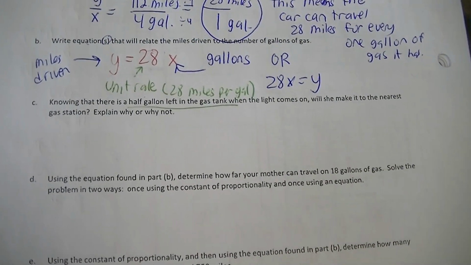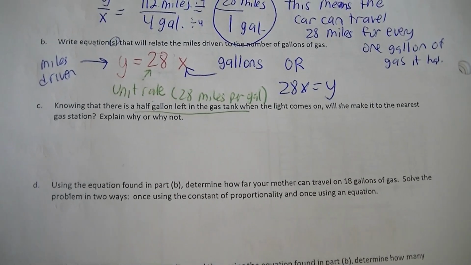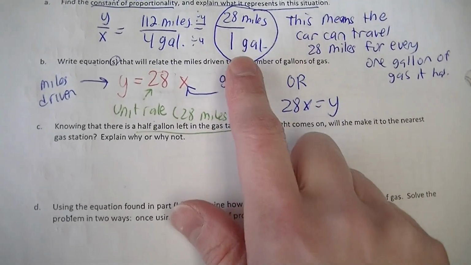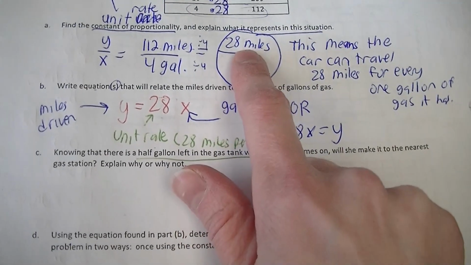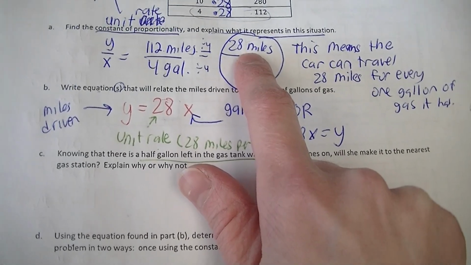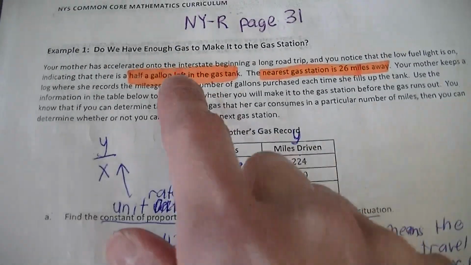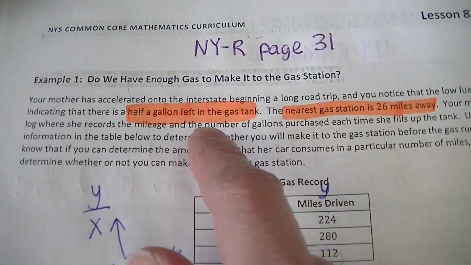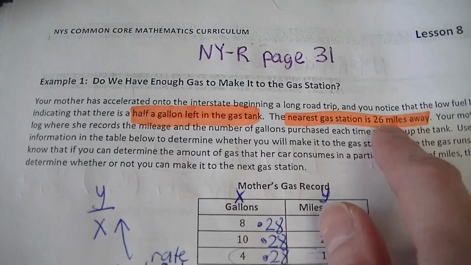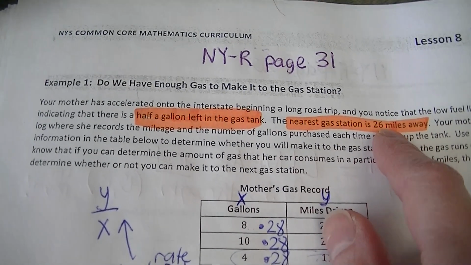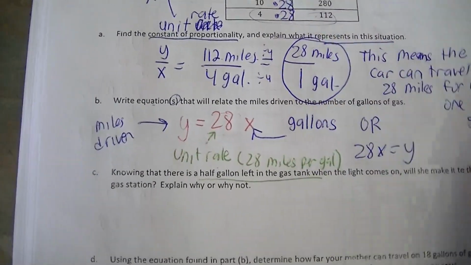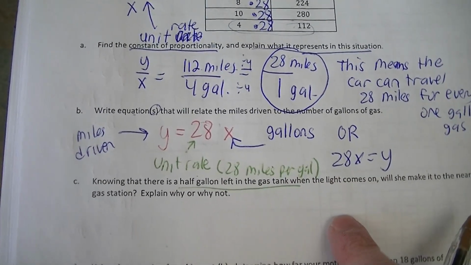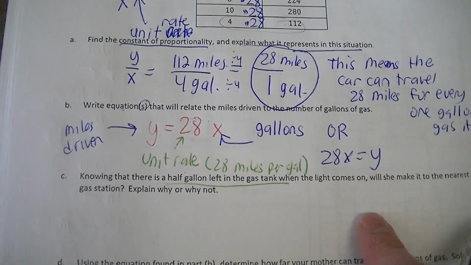So I want you to take a second right now and think about what this unit rate means, okay? So on 1 gallon of gas, she can go 28 miles. Well, how much gas does she have? She has half of a gallon left in the tank, and that nearest gas station is 26 miles away. Can she make it? Go ahead and write your explanation right here. Write yes or no and your explanation. I would like it in your own words.